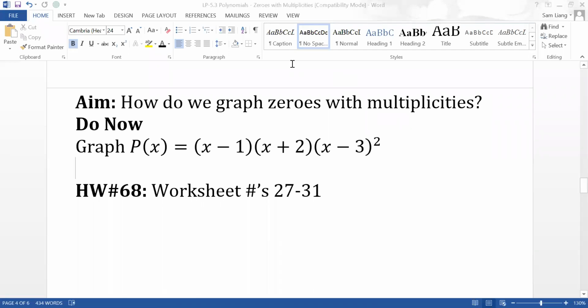4, etc. Alright, for your do now, it's p of x equals (x minus 1)(x plus 2)(x minus 3) squared. So this has been factored already. If you remember from yesterday, the 4 steps were to find the x and y intercepts, and behavior, and then we did the number line with the intervals. For now, I want you to find the x and y intercepts and the end behavior. But I do want to get to the rest of the lesson, so we'll reconvene in like 30 seconds.